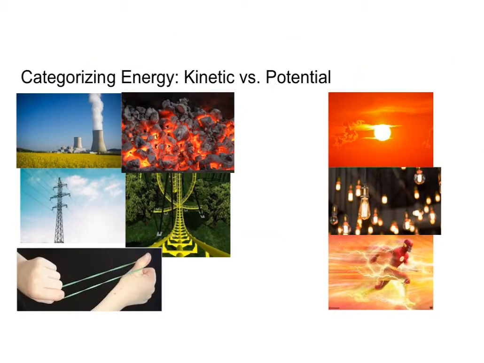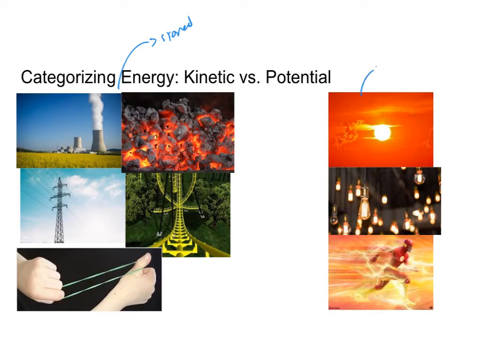So one way that we can categorize energy is by essentially kinetic versus potential, or energy that's being used versus energy that is being stored. So our stored energy includes nuclear potential, the chemical potential, the gravitational potential, the electrical energy, and our elastic potential energy.